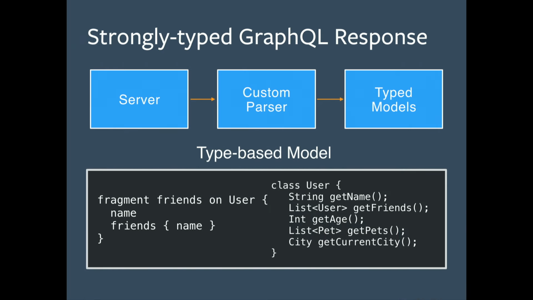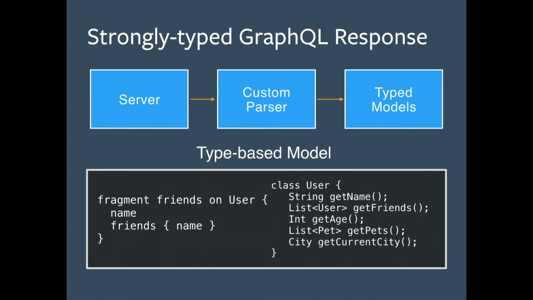So that's an example query, or fragment in this case. Since we have a name field and a friends field, it returns user types. Well, name returns string, and friends returns a list of users, right? So it makes sense to create a user model that's used in parsing the response of this query fragment. And we call this a type-based model.